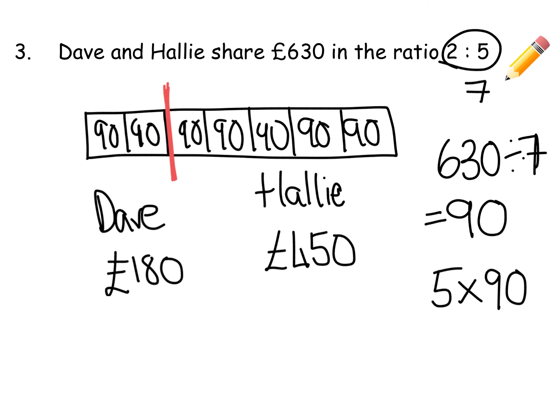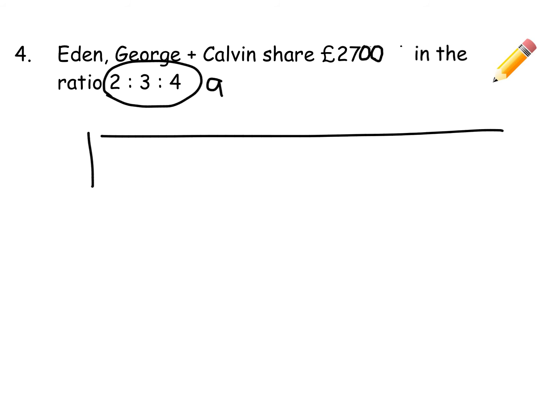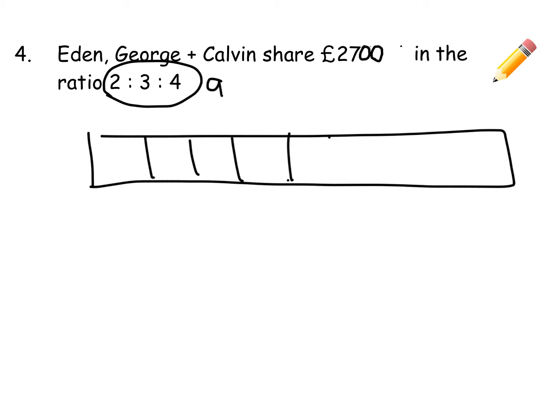Alright, and my final example, just so this can work with 3 ratios as well. This time I've got Eden, Jordan, Calvin, and they're sharing 2,700. So I made my number a wee bit bigger for this one, so excuse the handwriting. They're doing the ratio 2 plus 3 plus 4. So 2 plus 3 plus 4 is 9. So I need 9 boxes. So there's my big rectangle. I'm drawing bigger because I know my numbers are bigger. I'm going to divide this into 9, so I need 8 lines. 1, 2, 3, 4, 5, 6, 7, 8.